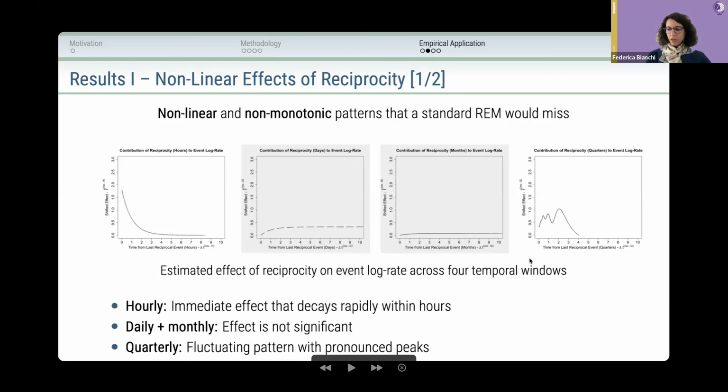And so, for instance, apologies for interrupting you, Federica. We are almost out of time. Could you conclude within a minute, please? Yes, I think I can do that.